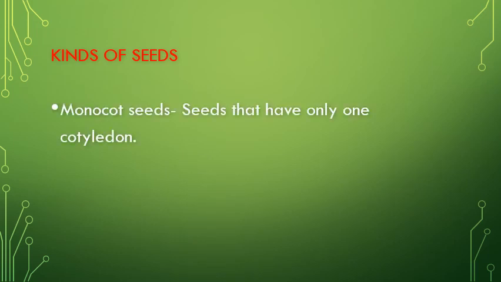Children, now let us discuss kinds of seeds. First, monocot seeds. What are monocot seeds? Seeds that have only one cotyledon are called monocot seeds. Here, mono means one. Examples: wheat, maize, rice.